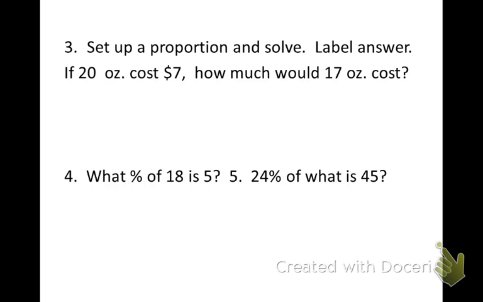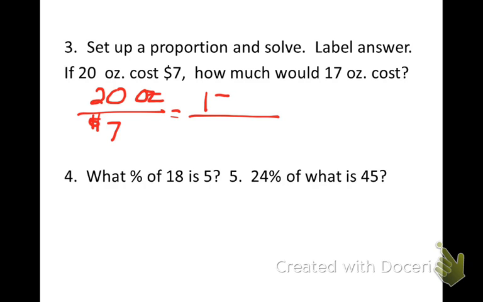We're going to use the ratio proportion idea to set up a proportion to solve this. Again, the first part doesn't matter, but I'm going to put 20 ounces over $7. Please put your labels because that'll help you in the second part. Now, where's the 17 ounces going to go? Well, I have ounces on top, so ounces will go on top here. Cross products will be 20x equals 119. Divide, and you're going to get x equals $5.95. Please make sure you put the label on it.